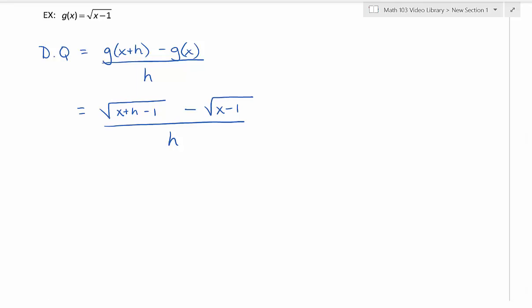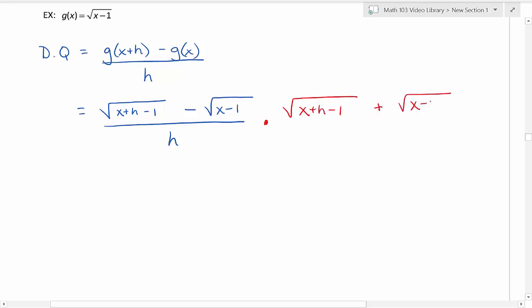We're going to apply an algebra technique that we know, but in a different way. We're going to rationalize the numerator of this expression. Since the numerator has two terms, we rationalize it by multiplying the numerator and denominator by the conjugate of the numerator. The conjugate of the numerator will be the square root of x plus h minus 1 plus the square root of x minus 1. And we'll do the same to the denominator. Remember that the conjugate is the exact same thing, but the middle sign has been changed.